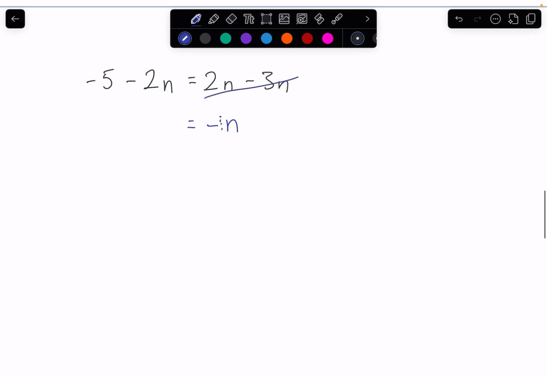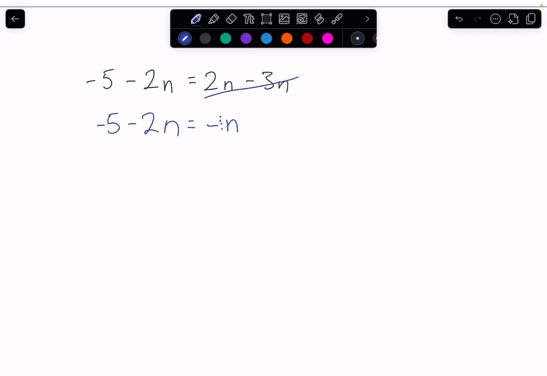So we took care of this side. And there's not really anything to combine on the other side. I can't mush a negative 5 and a negative 2n together. They're 2 different things. The negative 5 is a pile of negative 1's, whereas the negative 2n is a pile of negative n's. I cannot mush them together. So just rewrite this down here.